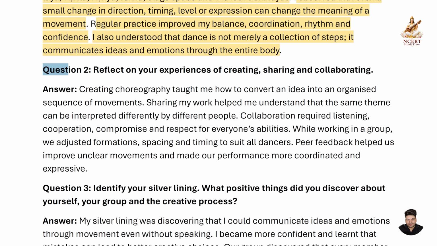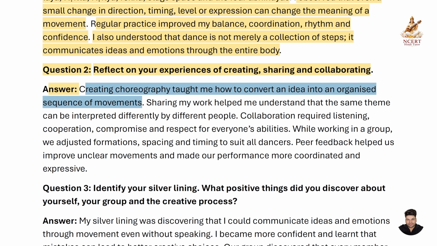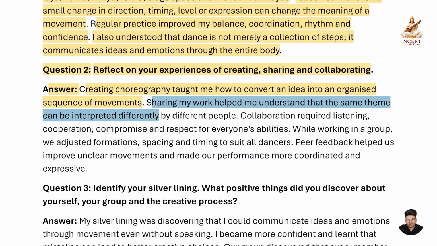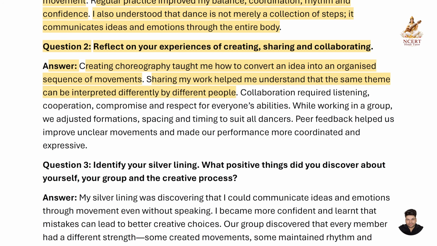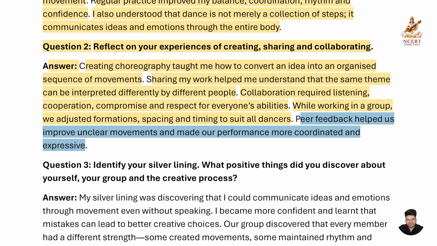Question 2. Reflect on your experiences of creating, sharing and collaborating. Answer. Creating choreography taught me how to convert an idea into an organized sequence of movements. Sharing my work helped me understand that the same theme can be interpreted differently by different people. Collaboration required listening, cooperation, compromise and respect for everyone's abilities. While working in a group, we adjusted formations, spacing and timing to suit all dancers. Peer feedback helped us improve unclear movements and made our performance more coordinated and expressive.